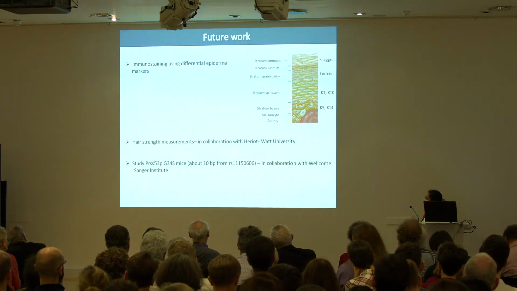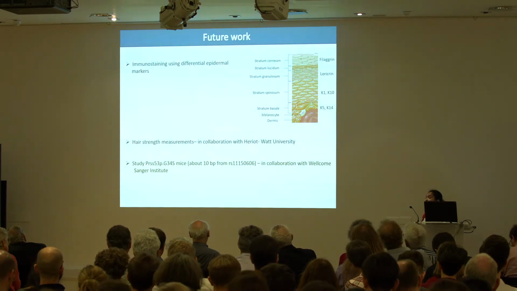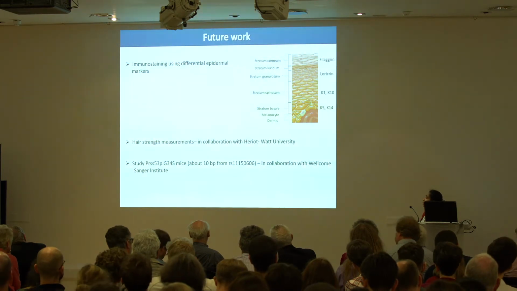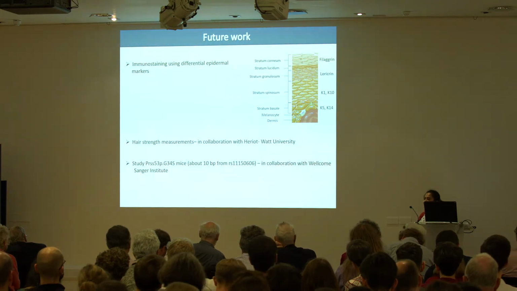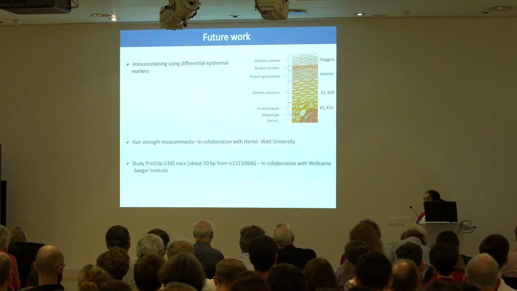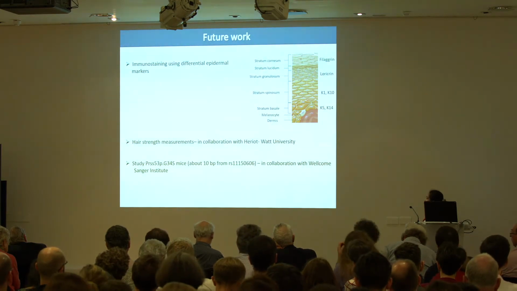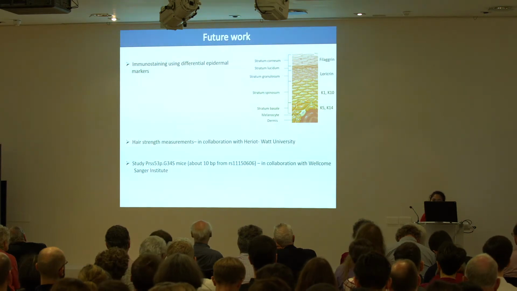And another mutation, which is just exactly 10 base pairs away from what we have been studying, is the PRSS53 G34S. The interesting thing about it is it's selected in South Asians. So we have one mutation which is selected in East Asians and another being selected in South Asians. And we are going to do this study in collaboration with the Wellcome Sanger Institute.